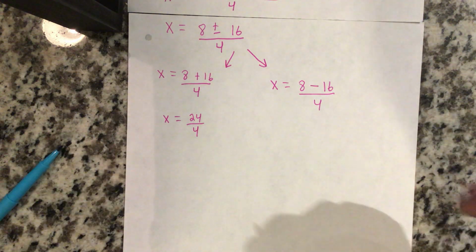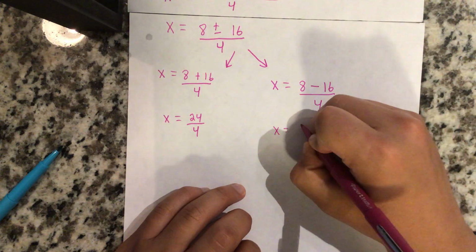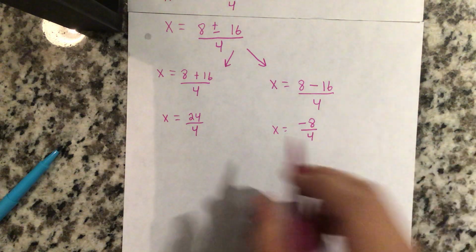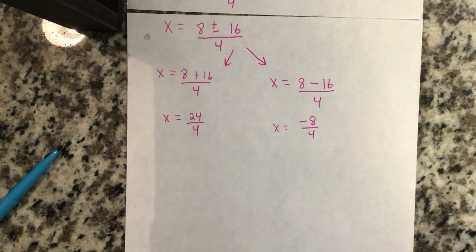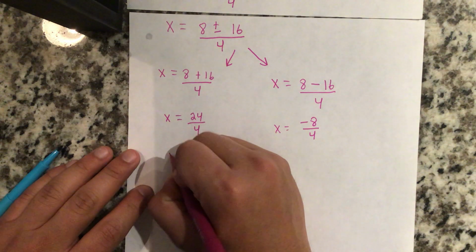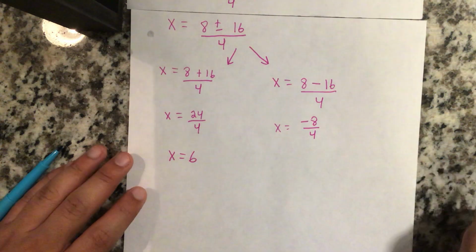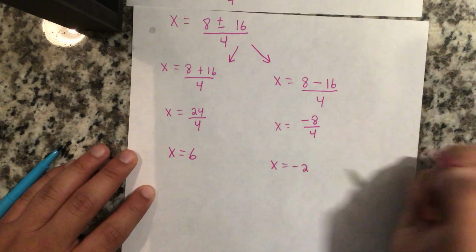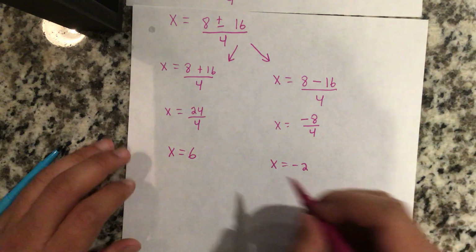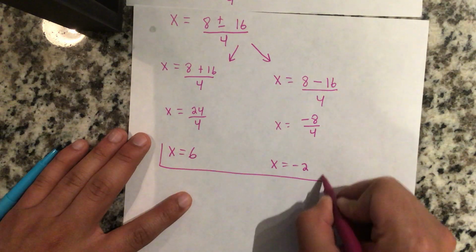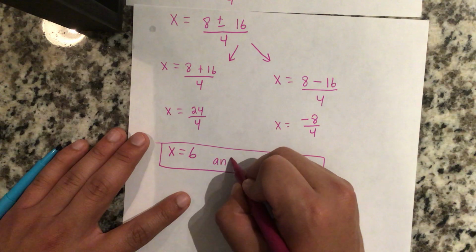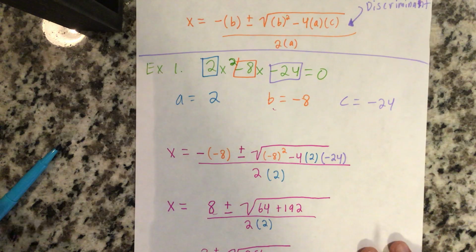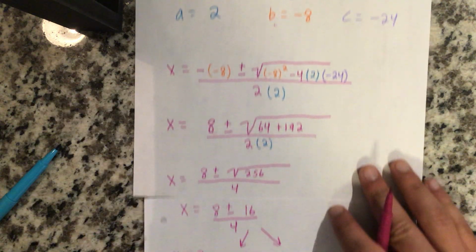Okay, on the right side, 8 minus 16 is negative 8 over 4. Then we just put these in the calculator and reduce it. So 24 divided by 4, x equals 6. Negative 8 divided by 4, x equals negative 2. So my solutions are x equals 6 and x equals negative 2. Those are the solutions to this quadratic equation right here using the quadratic formula.